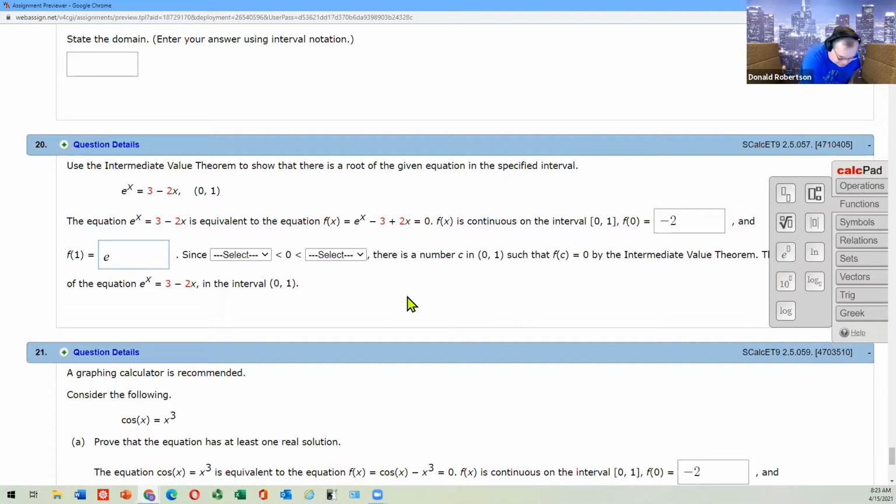So it's basically e to the 1, I suppose. Bit clunky, but I'll do it. So if you plug in 1, what do you get? You get e to the 1, take away 3, add 2. So it's e to the 1, take away 1.